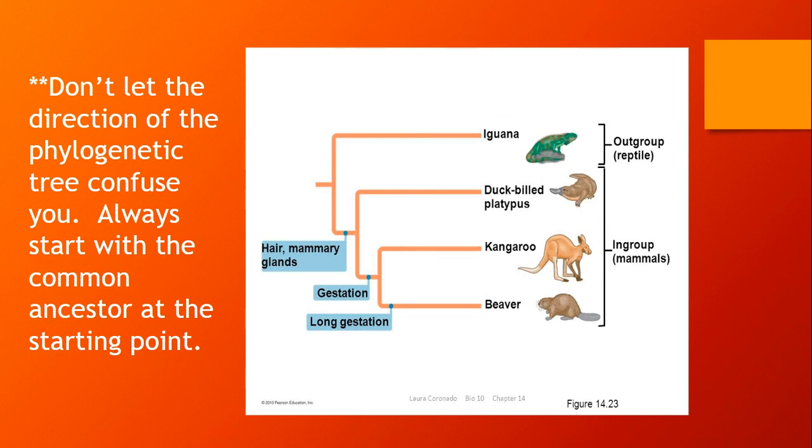You'll often see these phylogenetic trees turn sideways or upside down. They're all the same thing. Don't let it confuse you. Just look at the base of the tree, the root of the tree. That's where our common ancestor will be. And then on the ends is where we have the different species.